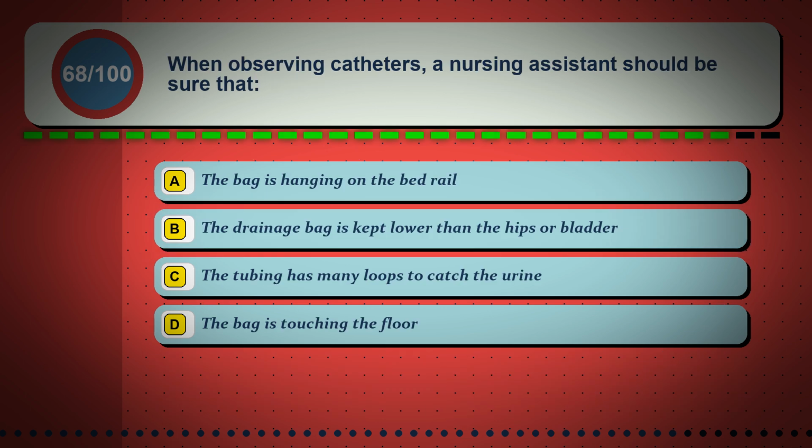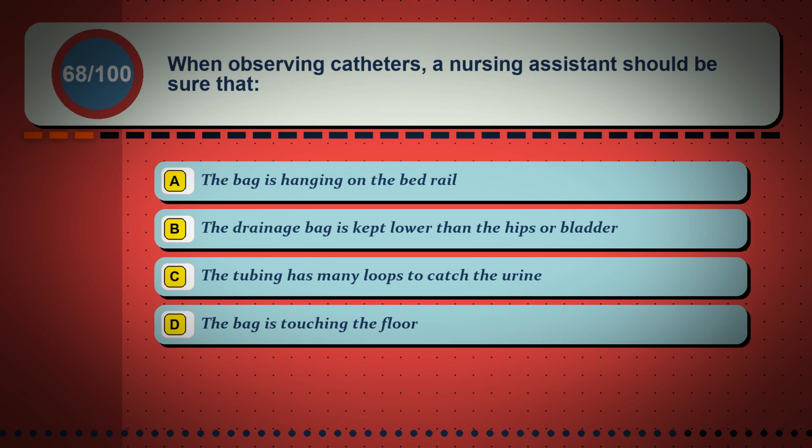Question 68. When observing catheters, a nursing assistant should be sure that: Option A, the bag is hanging on the bed rail. Option B, the drainage bag is kept lower than the hips or bladder. Option C, the tubing has many loops to catch the urine. Option D, the bag is touching the floor.